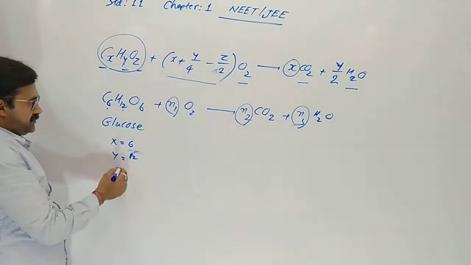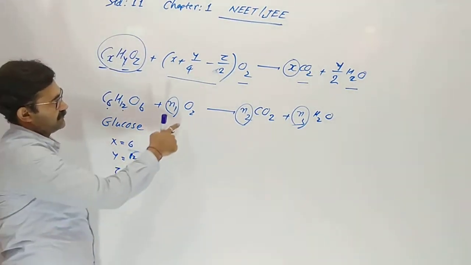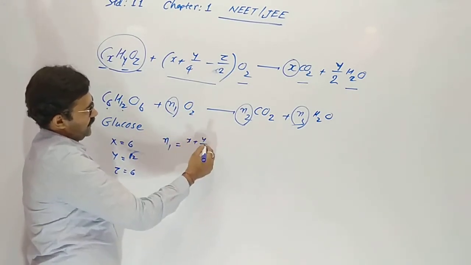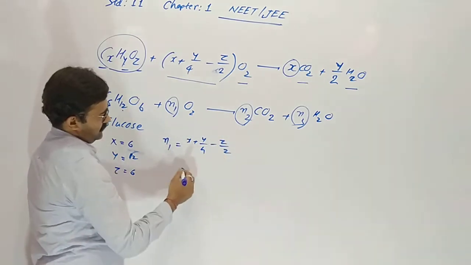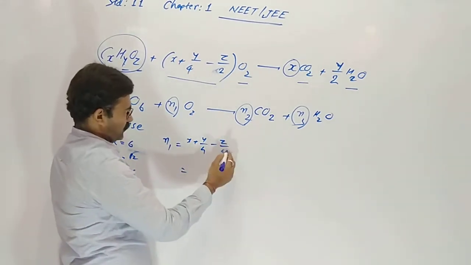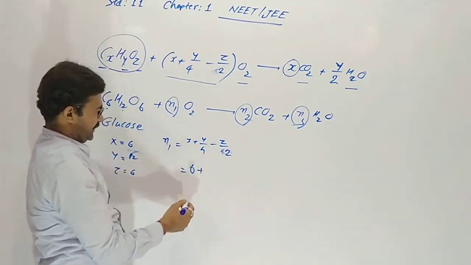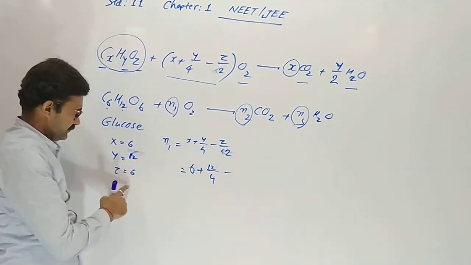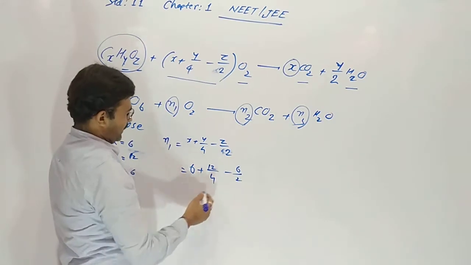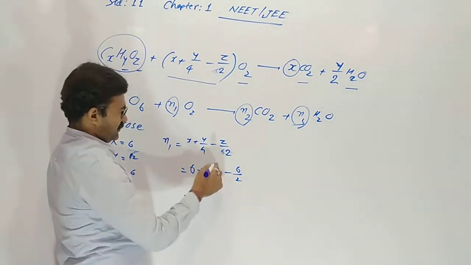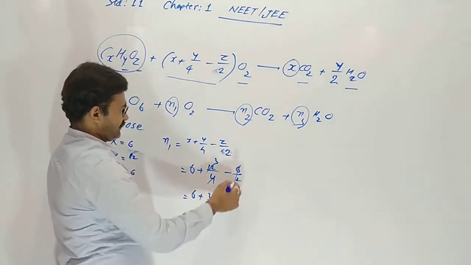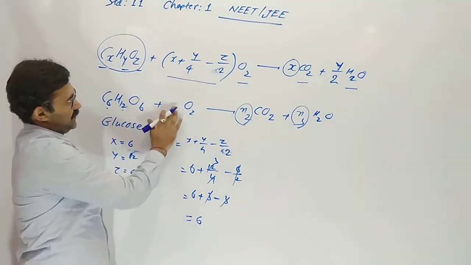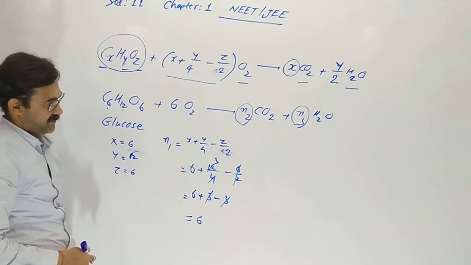Here z is equal to 6. So N1 equal to x plus y by 4 minus z by 2. Here x is 6, y is 12, 12 by 4, z is 6, 6 by 2. So 6 plus 3 minus 3. So here N1 equal to 6.